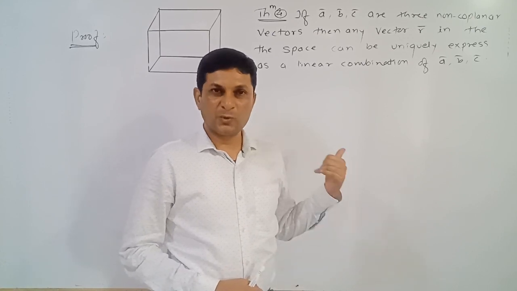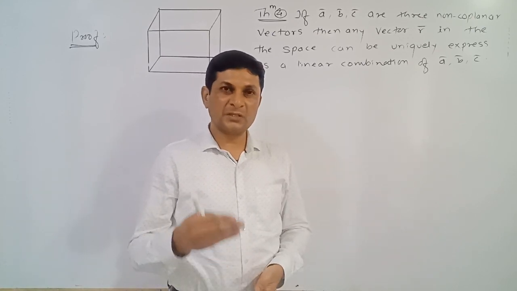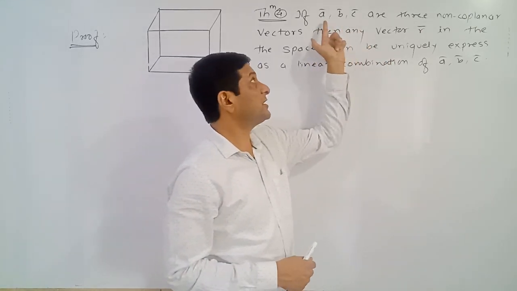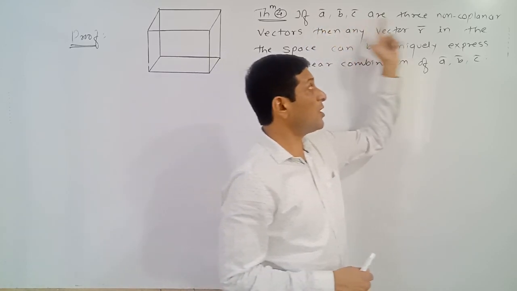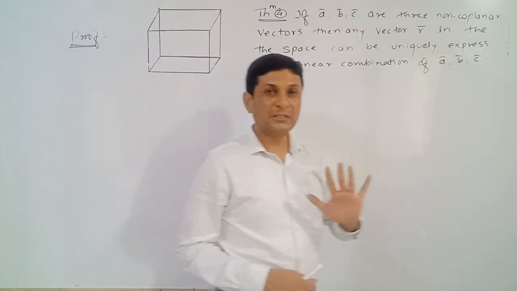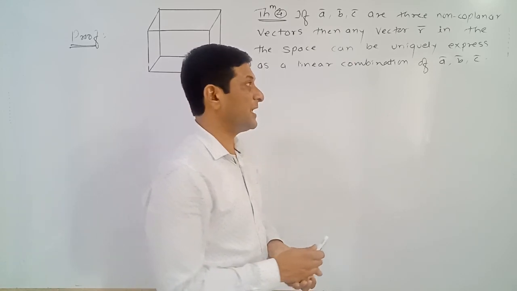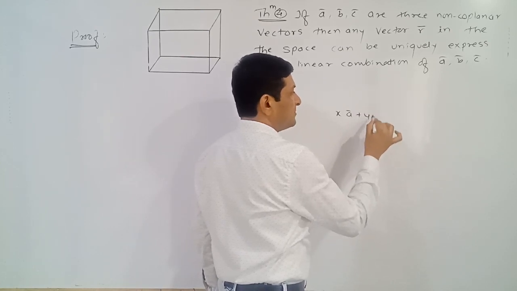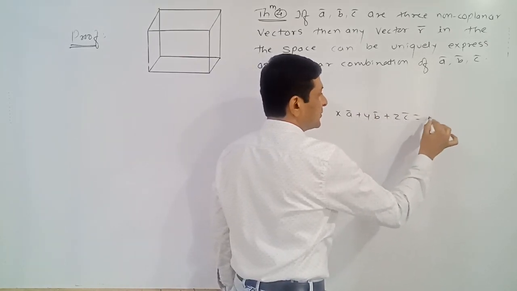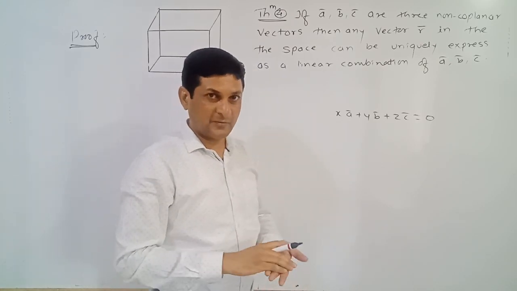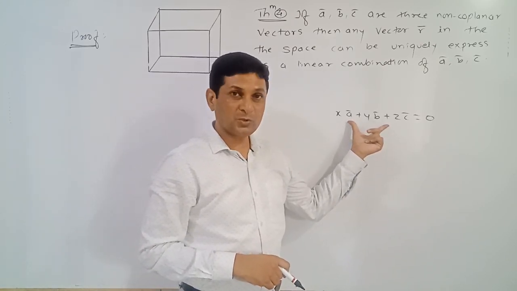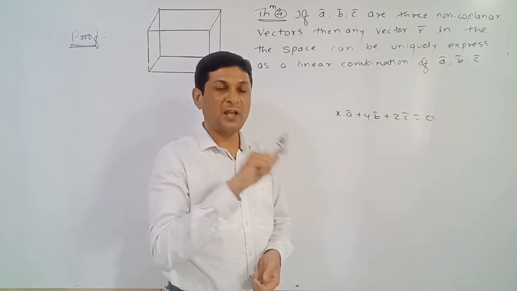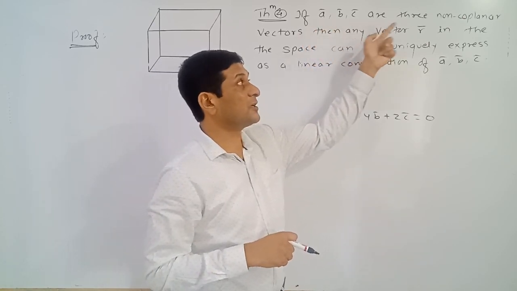So now let us try to prove the fourth theorem. If you observe the third theorem, in the third theorem A bar, B bar, C bar are coplanar. But in this fourth theorem, A bar, B bar, C bar are non-coplanar vectors. In the third theorem, if these three vectors are coplanar, we have shown that their linear combination, x a bar plus y b bar plus z c bar, is equal to 0. Now try to understand the difference between the third and fourth theorem. In this case, vectors are non-coplanar.